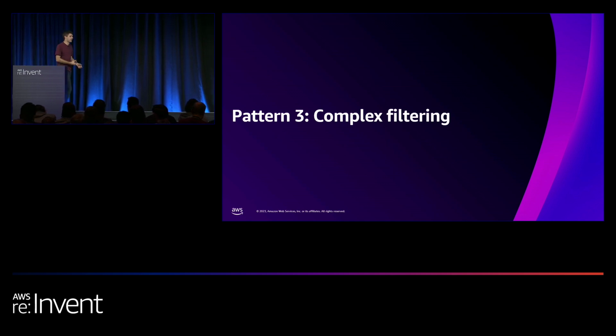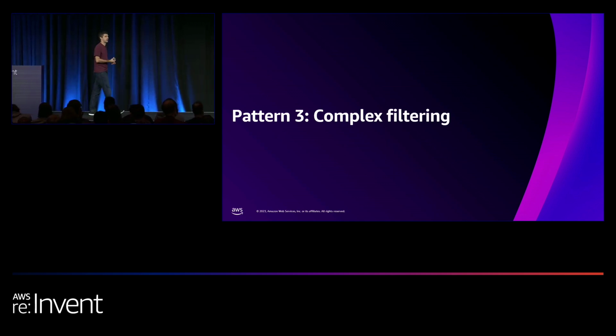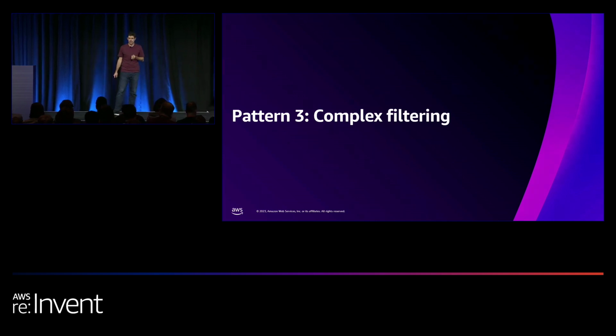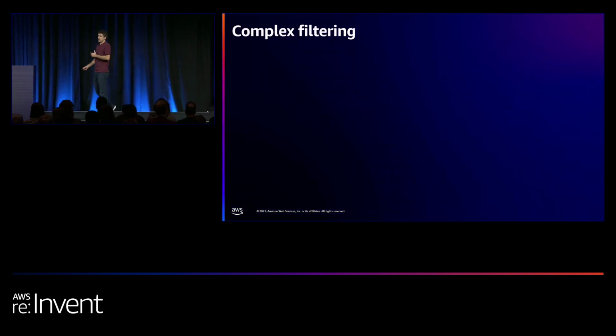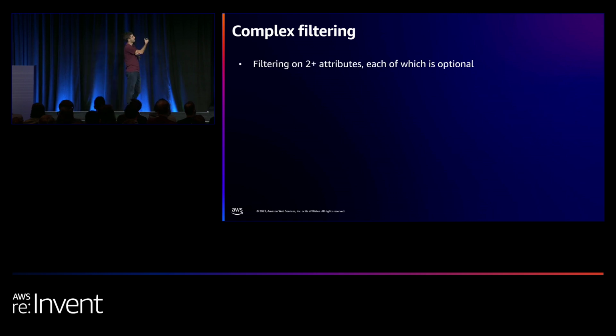All right, last pattern I want to talk about here is complex filtering, because this is the question I probably get the most from people: how do I do this in DynamoDB? I don't know if this is the real name for it, but I call it complex filtering, when it's filtering on two or more attributes, each of which is optional, right?